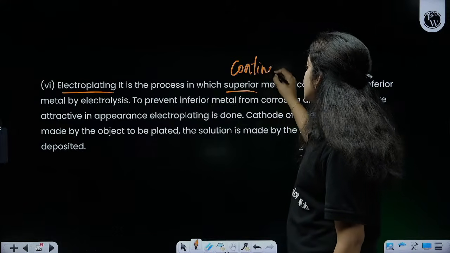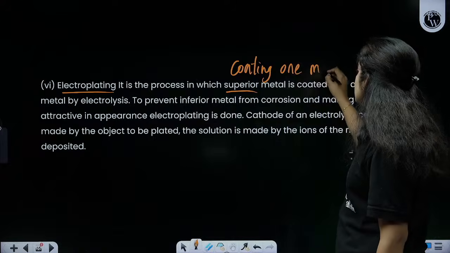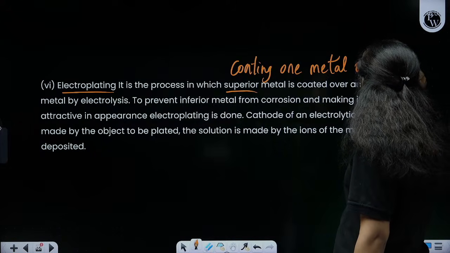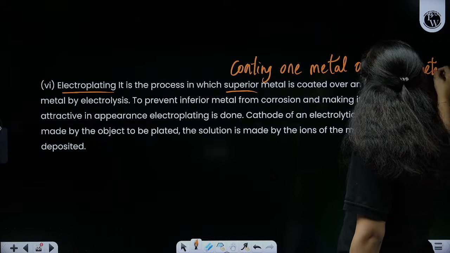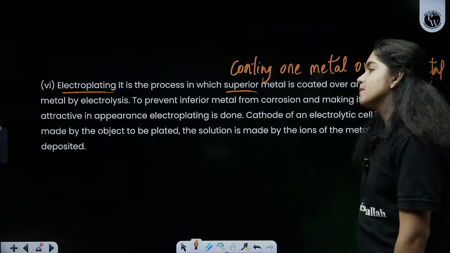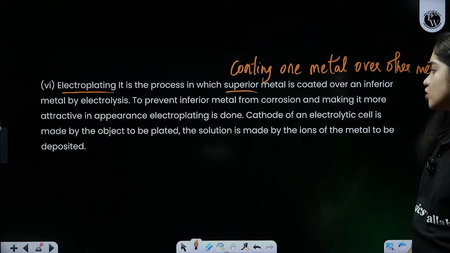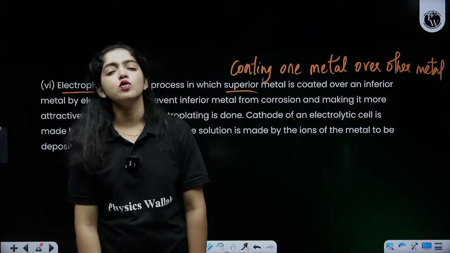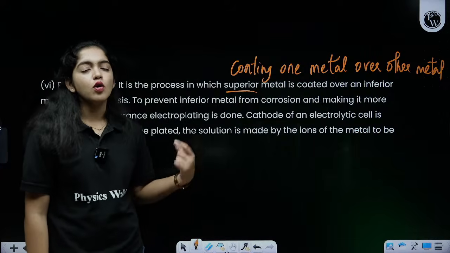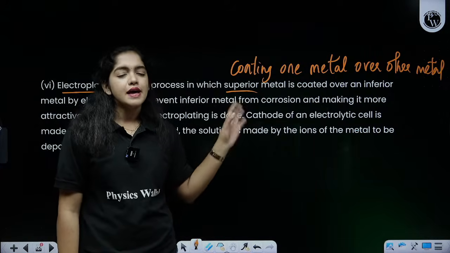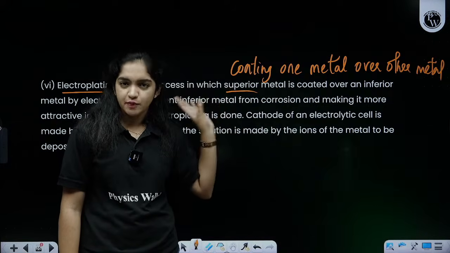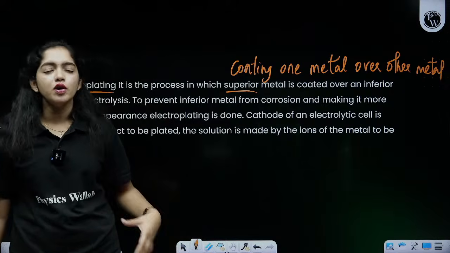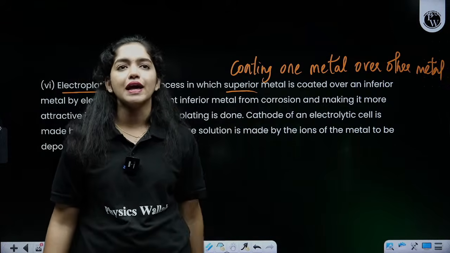Okay. Coating one metal over other metal by electrolysis is known as electroplating. So, for example, if you want to coat gold on iron, the gold will be connected to the positive terminal and the iron will be connected to the negative terminal of the battery, and it will be carrying out the electrolysis. So, we can coat the gold over the iron bangle. That is an example of electroplating.